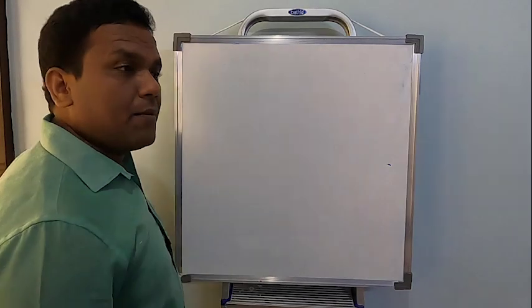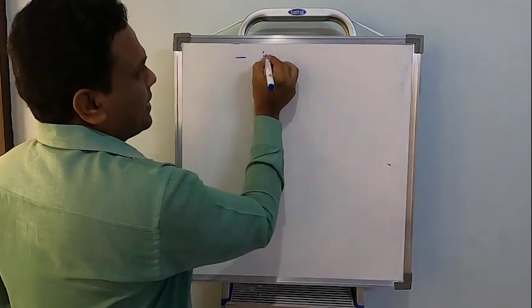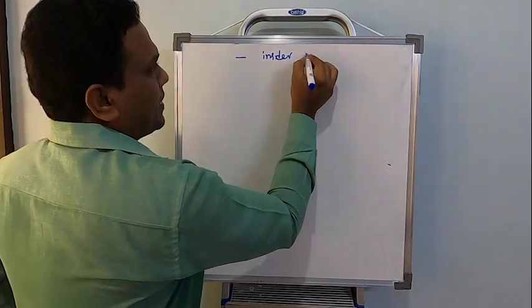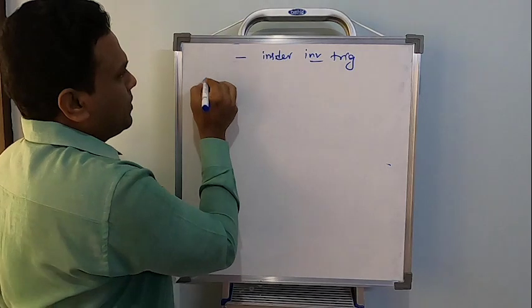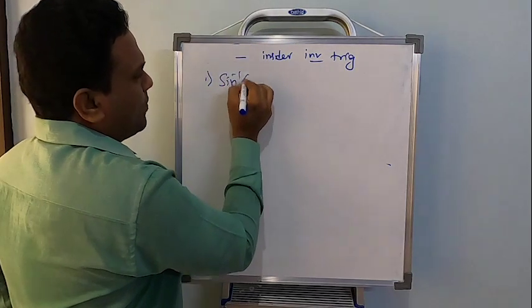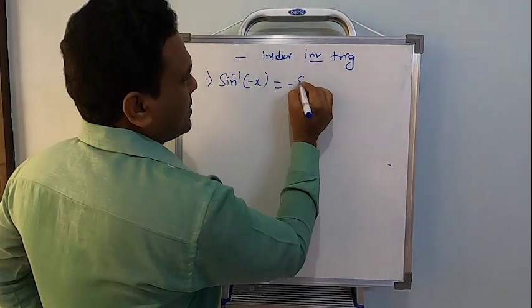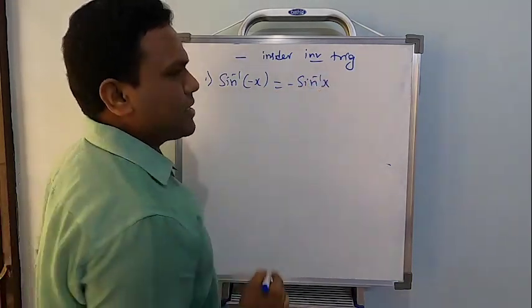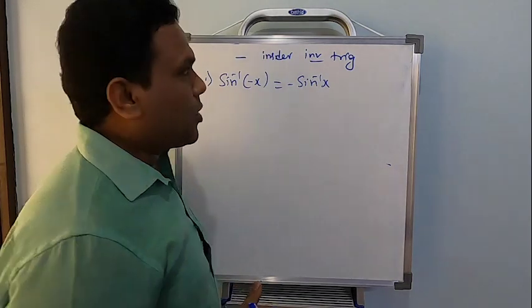What is property number 3? Property number 3 is purely based on the negative sign inside the inverse. For example, first one, what will be sine inverse of minus x? We need to prove that sine inverse of minus x equals minus sine inverse x, based on its domain and range. We need to prove this property.